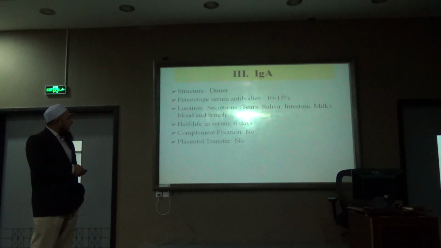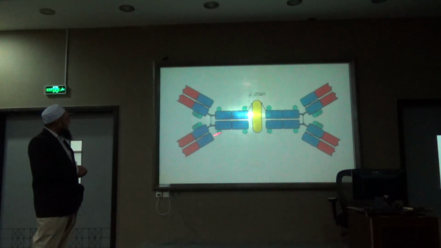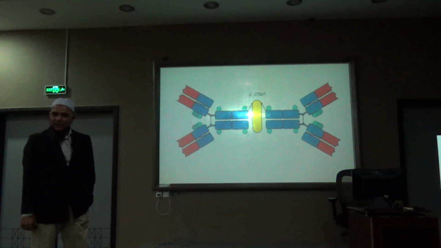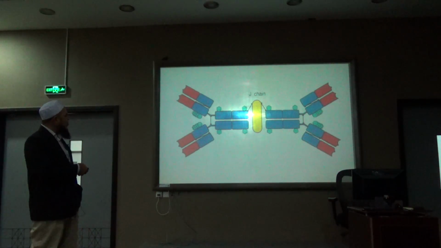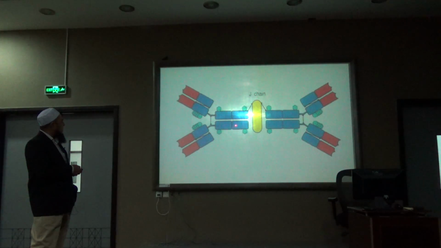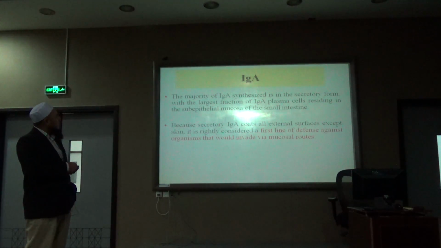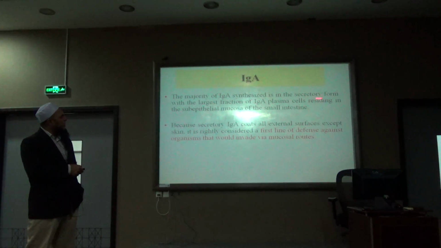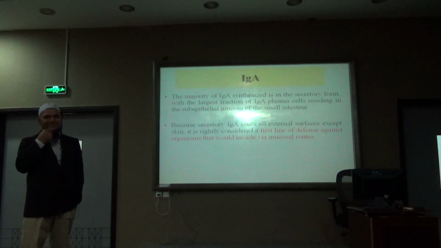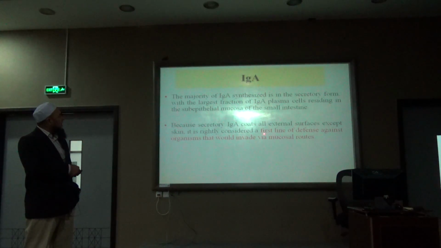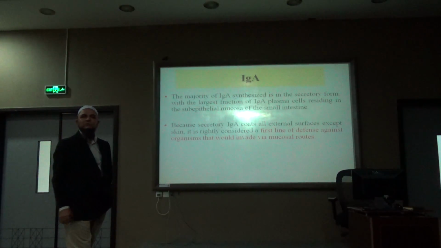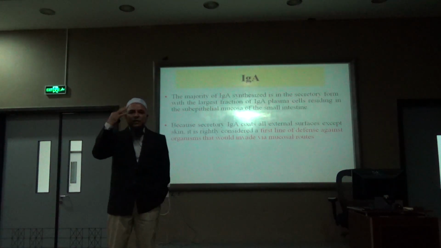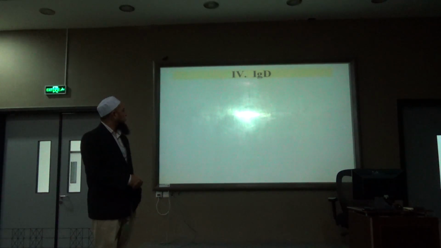Okay guys, IgA is a dimer, two copies of four chains: 1 2 3 4, 1 2 3 4. So it is a dimer. The majority of IgA is synthesized in the secretory form, by IgA plasma cells residing in the subepithelial tissues, in all the secretions. It is the first line of defense against organisms that would invade the mucosal route. So whenever something comes to the mouth and the eyes, IgA will come first.